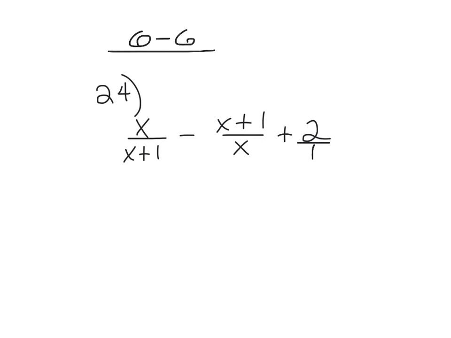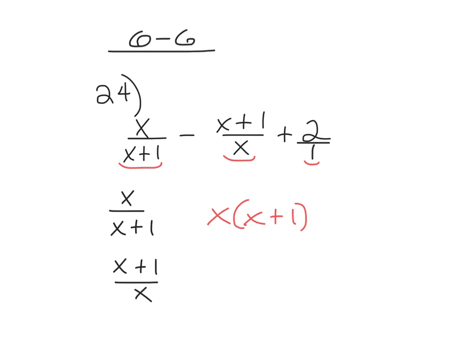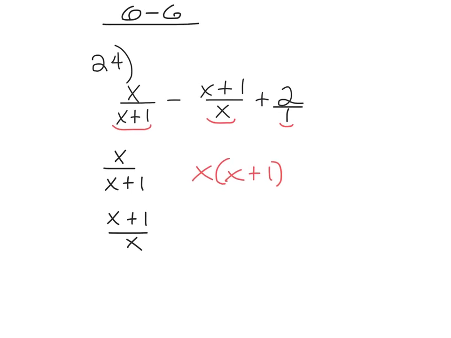And then what I'm going to do is figure out what my common denominator is going to be. It's going to be the x plus 1, the x, and then the 1 is a common factor in everything. So my least common denominator is going to be x times x plus 1. Over to the side, I'm going to write each one of the individual fractions. So here's the first one, then I have x plus 1 over x, and then the last one, 2 over 1.